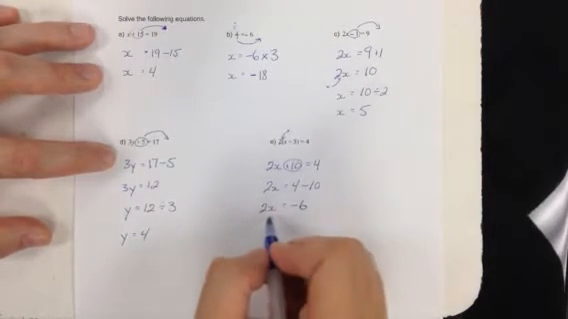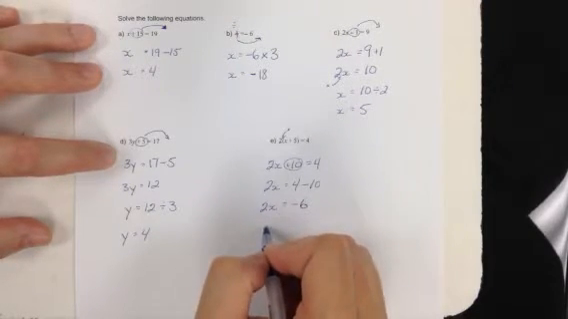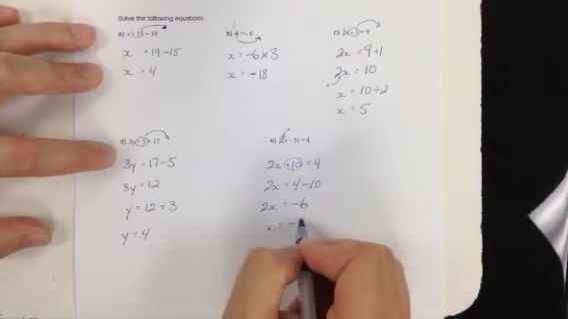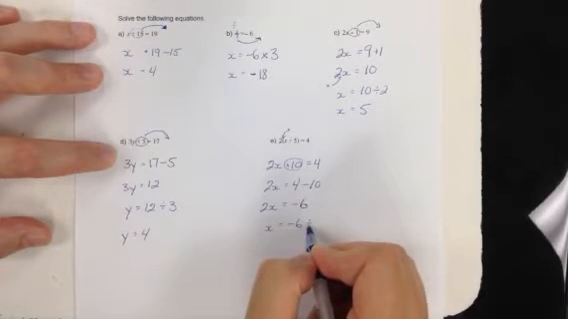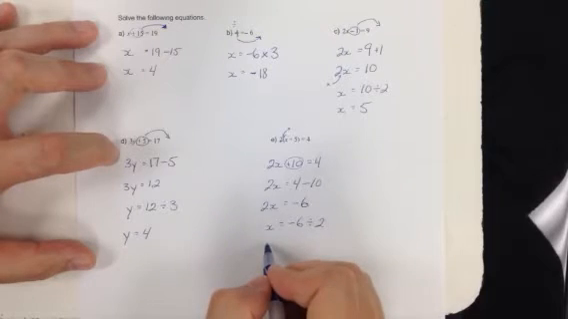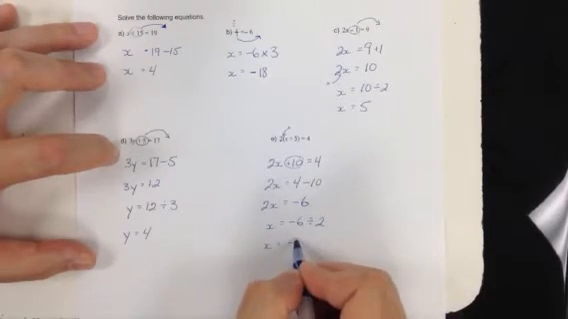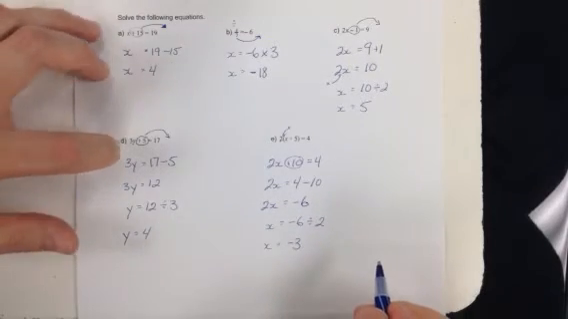One step to go. We've got to get rid of this 2. Again, this means 2 times x. So when I bring that 2 across, that times becomes divide. Last step, do this little calculation. Negative 6 divided by 2 will give us negative 3.